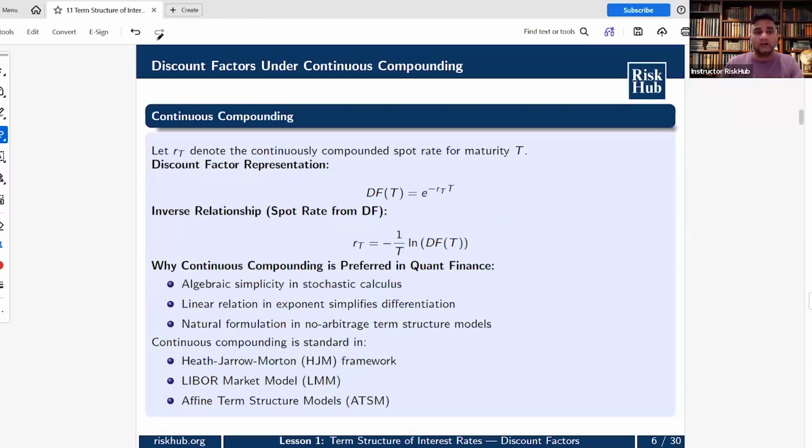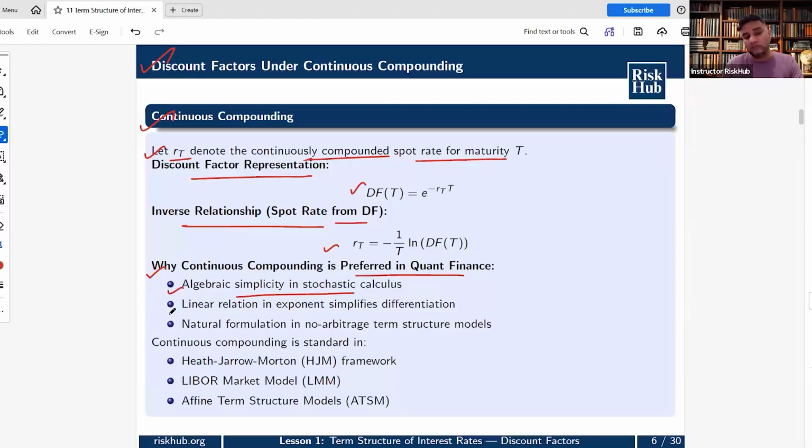Then we have the next one, discount factor under continuous compounding. Let R sub capital T denote the continuously compounded spot rate. Discount factor representation: DF T is equal to exponential of minus R sub T times T. Inverse relationship: spot rate from DF, R sub capital T is equal to minus 1 over T times ln of DF T. Why is continuous compounding preferred in quant finance?